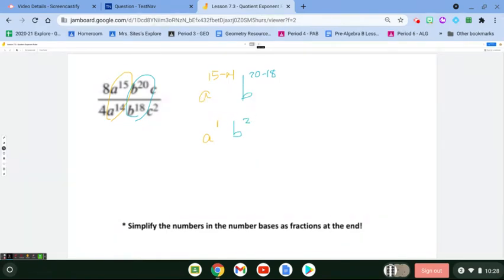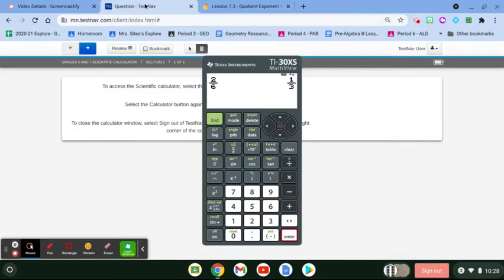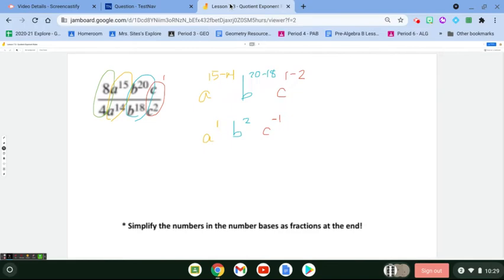And then for the c's, I technically have a power of 1 sitting here. So this would be 1 minus 2. So that would give me c to the -1. And then don't forget, you technically have 8 over 4 in the front. So remember, 8 over 4 will give you 2.